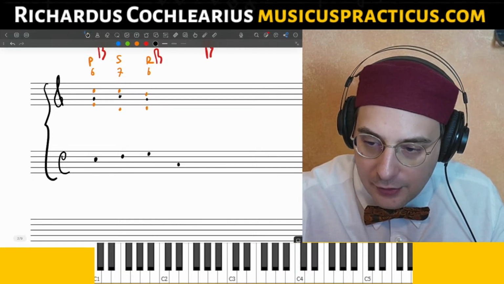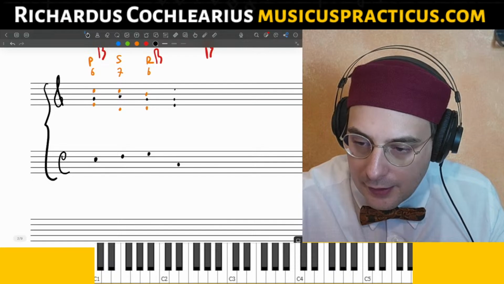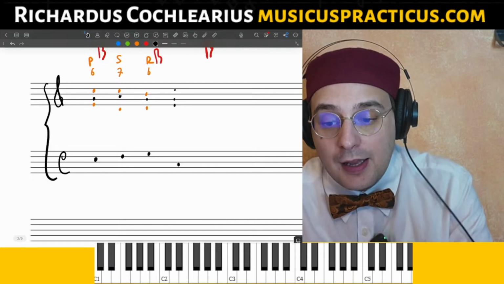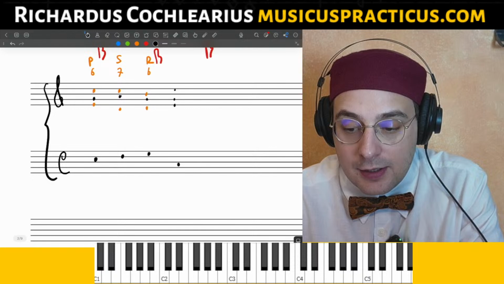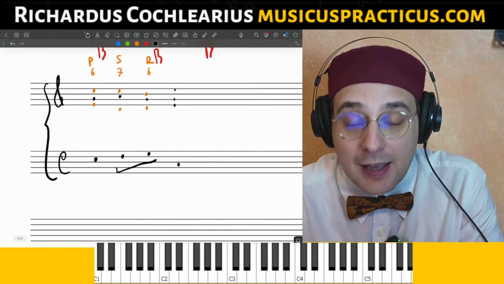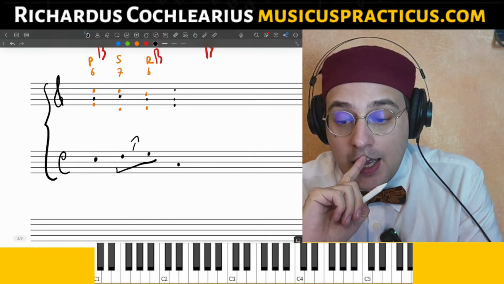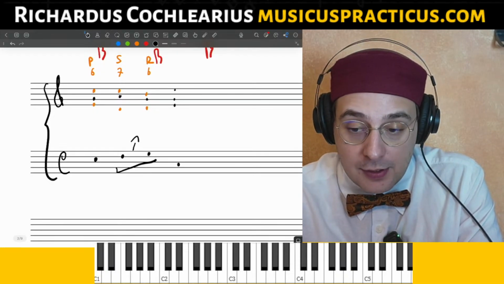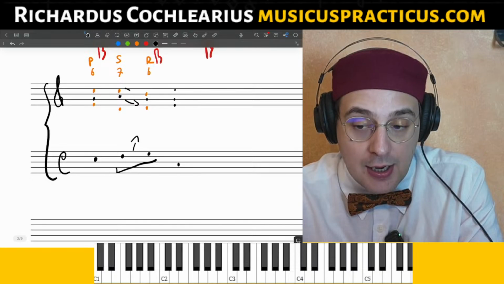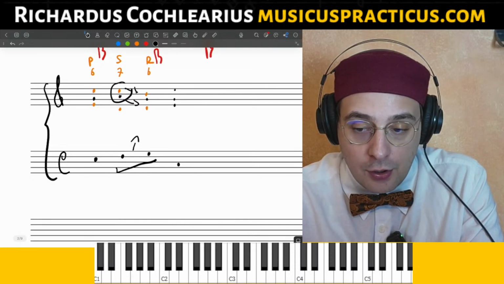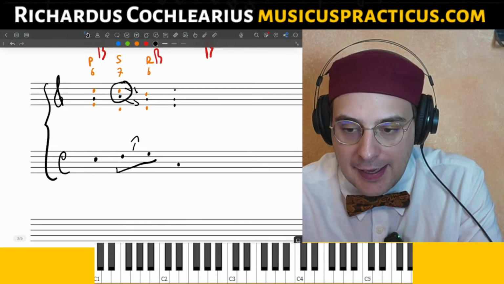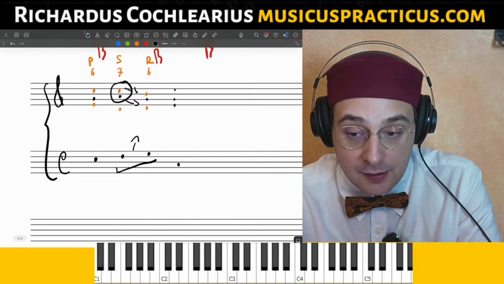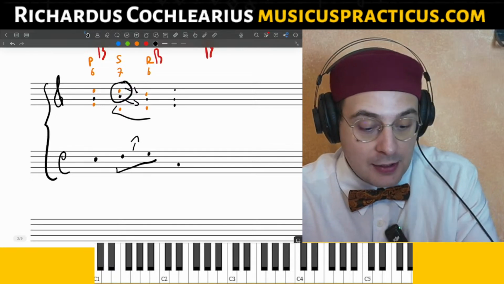Sol, la, sol, and then this. So the melody, the bass must ascend and the melody must descend. Of course, because A goes to G and C goes to B. So if we have the melody singing A or D, it descends. The other voice remains there.